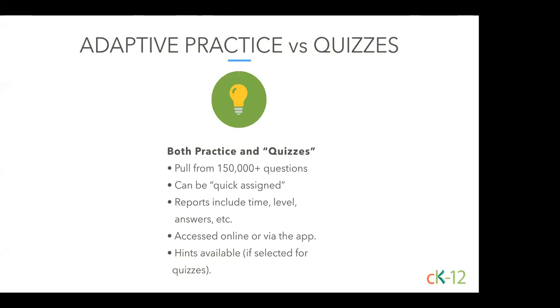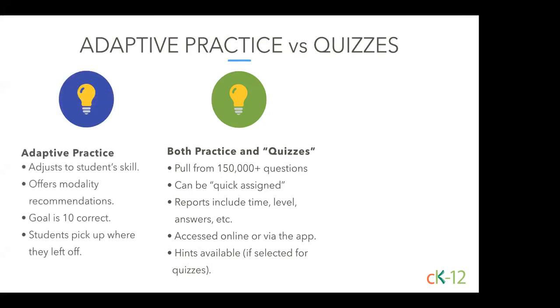Practice and quizzes can be accessed online or via the app. That is also online. I know a couple of our apps work offline. Because practice is adaptive and you're submitting answers to it, you do need to be online, either on a computer or a tablet or phone using the app to access practice and quizzes. And then hints are available for both of them. In quizzes, you can choose to turn it on or off.